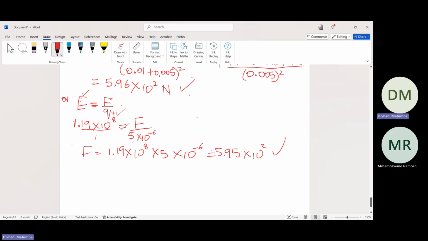So when you get to your exams, you must bear in mind that E has 2 different formulas. The first one is E equals KQ over R squared, whereby the Q that you have there is the Q of the host. And then E is also equal to F over Q, and the Q is the Q of the test charge, the charge that has been introduced. So the units will be the same.